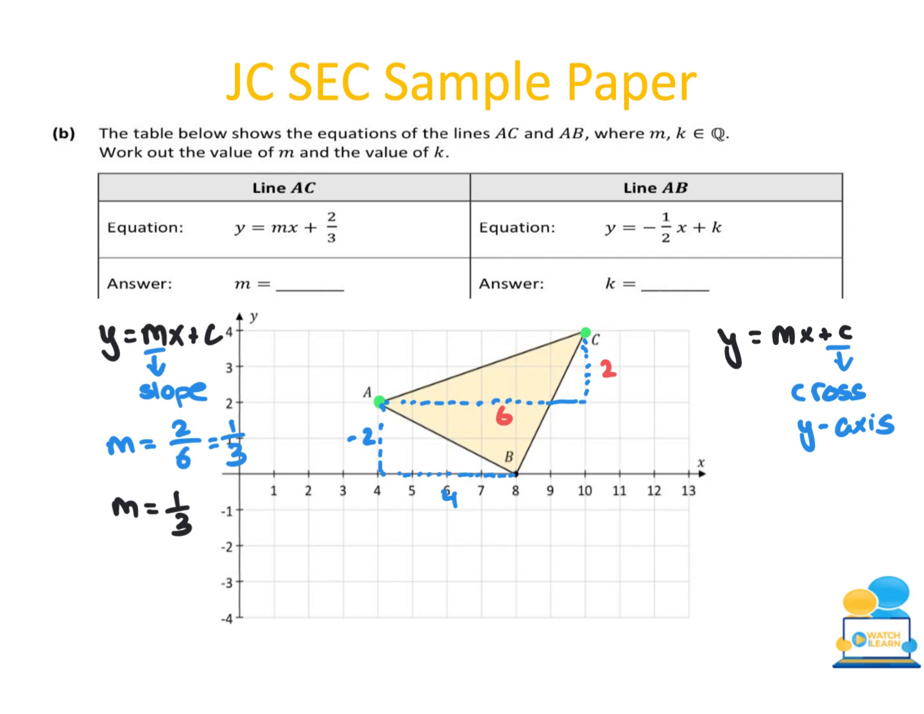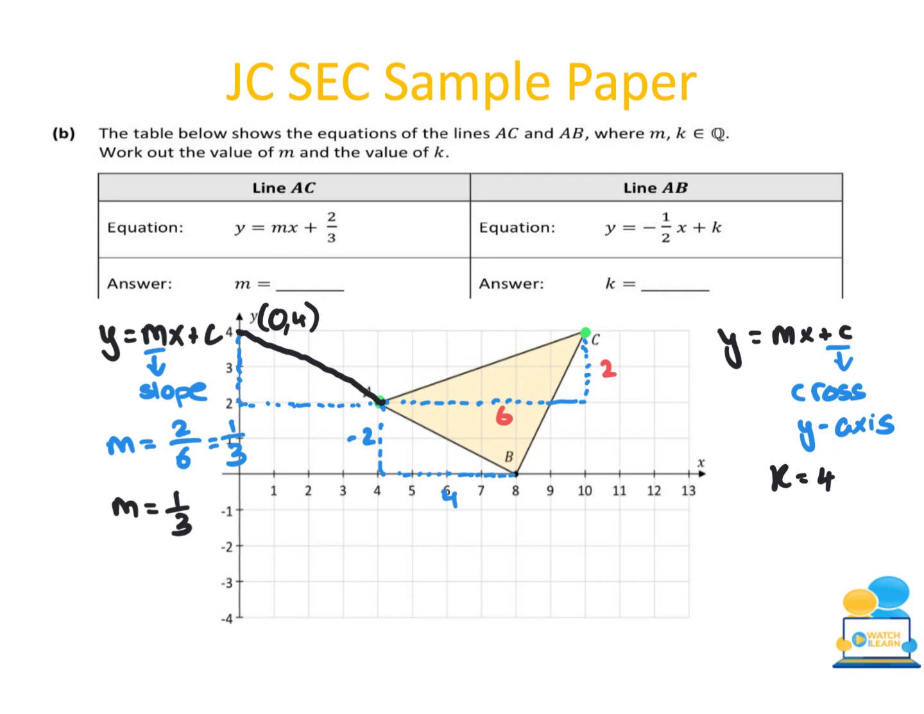So going from point A, I can see that if I run over 4, which will take me from 4 on my x-axis back to 0, and run up 2, that line would continue on going up to this coordinate here, which means that the y-intercept is at the point 0, 4. That indicates that the c value here will be plus 4. So c is equals to plus 4, which means that k is equals to 4 in my equation.